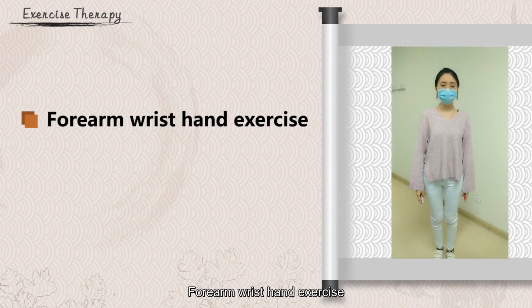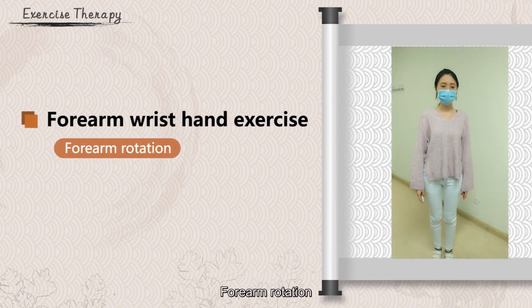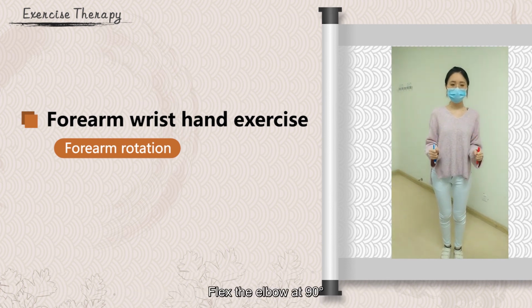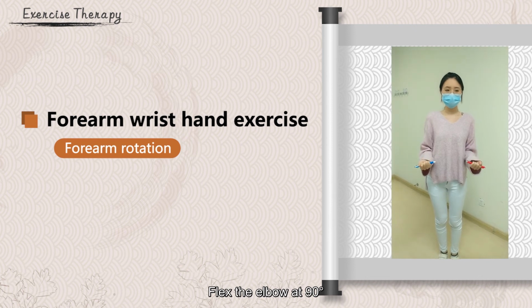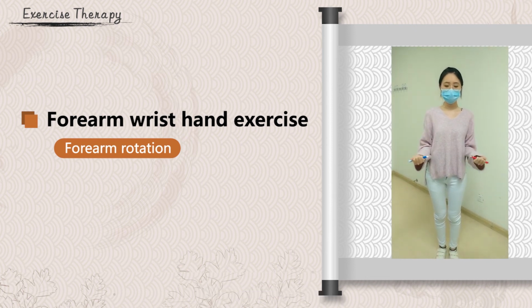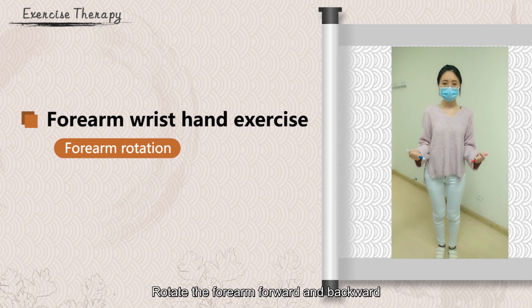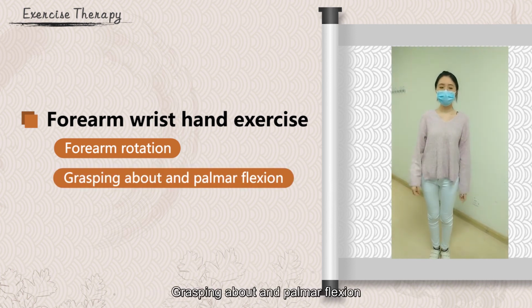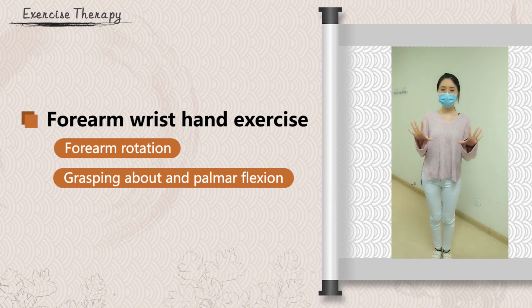Forearm and wrist exercise. Forearm rotation. Put the upper arm against the side of the chest. Flex the elbow at 90 degrees. Hold a stick with the hand. Rotate the forearm forward and backward. Repeat many times.